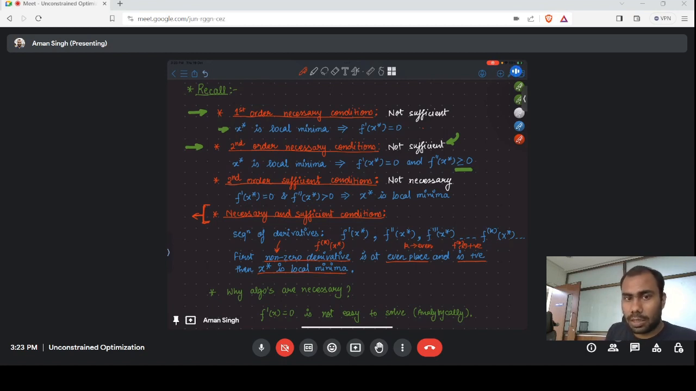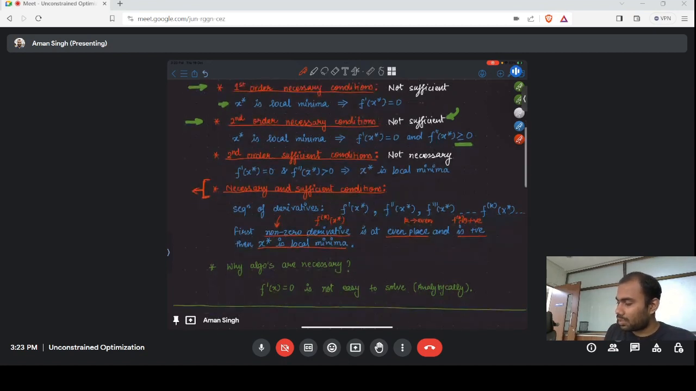That was our discussion, and at the end we also discussed why algorithms are necessary. Based on these conditions, we just find the first derivative, see the stationary points, then at that point look at the sequence of derivatives and see if it is a local minimum or not. So if there is an analytical solution, why do we need algorithms? The answer is that the first and foremost thing we have to solve is the first derivative equal to zero. This can be an equation whose analytical solution does not exist, or you cannot find a solution analytically. So that's why we need algorithms.